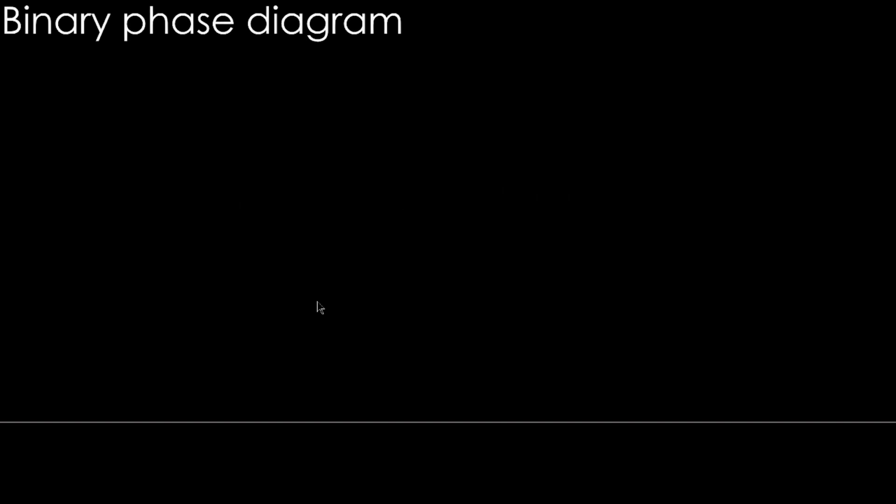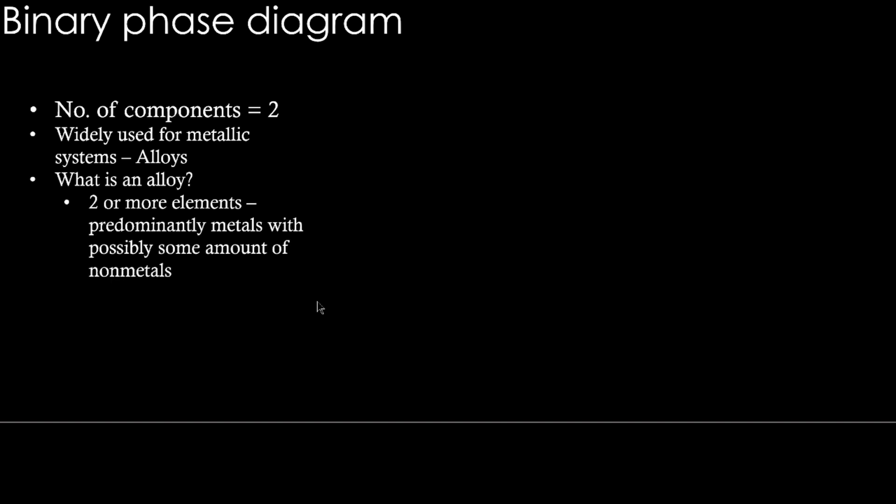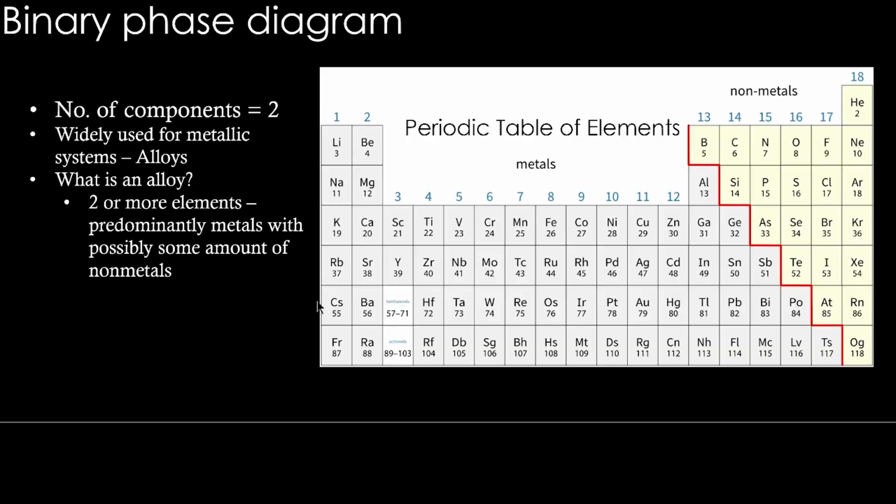So in binary phase diagrams, the number of components is going to be 2. So this kind of diagram is widely used for metallic systems, especially the alloys. What is an alloy? It's having 2 or more elements, predominantly metals, with possibly some amount of non-metals. In the periodic table, we can imagine a line like this, which demarcates metals and non-metals.